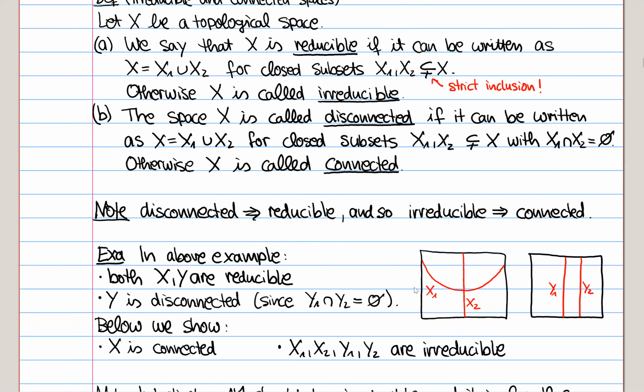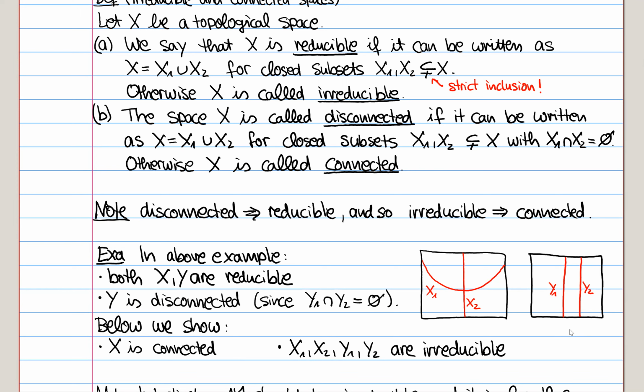And then in the example above, we had these two illustrations. What we can check is that both X and Y are reducible because they're unions of closed subsets which are not everything. And in the case of Y, we can take these two closed subsets to have empty intersection. Y1 and Y2 don't intersect. And so Y is also disconnected.